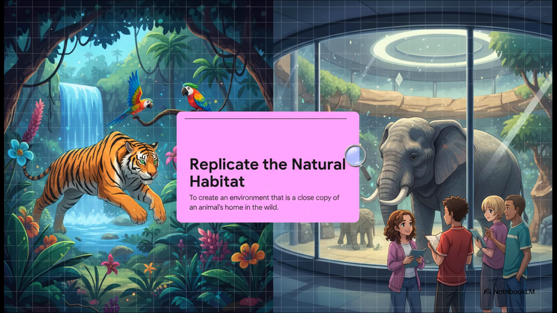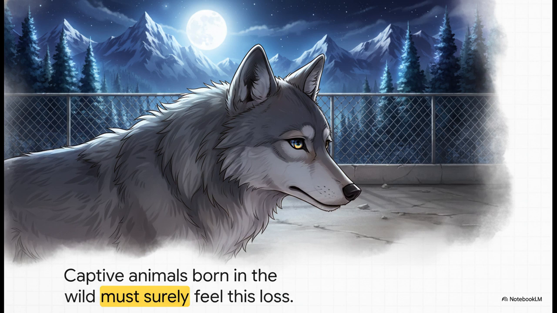I mean, think about it. How can a zoo possibly replicate the massive, icy world of the Arctic for a polar bear? It's almost impossible. And this really shows the emotional depth of the argument. This isn't just about facts, it's about empathy. The phrase, "must surely feel this loss," shows a higher level of thinking, right? It's considering the animal's own experience. That's a really nuanced and persuasive touch.